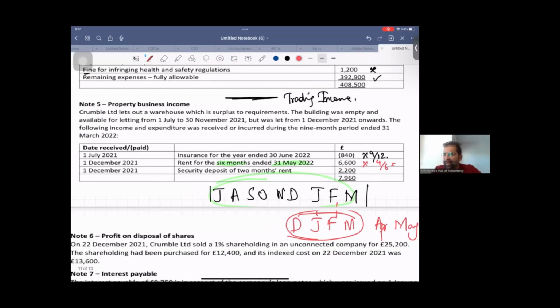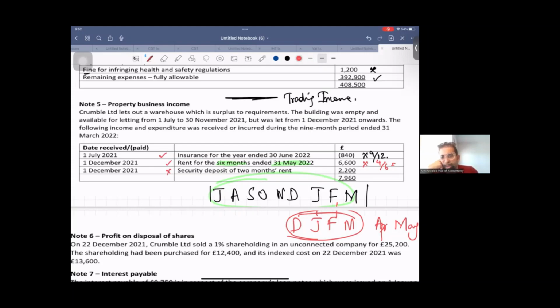Security deposit is not an income. Why? You receive the security deposit and once the tenant leaves, you return it. So it's not your income. We have discussed this in class. So only 2 things, this line and this line, are relevant. This is irrelevant.